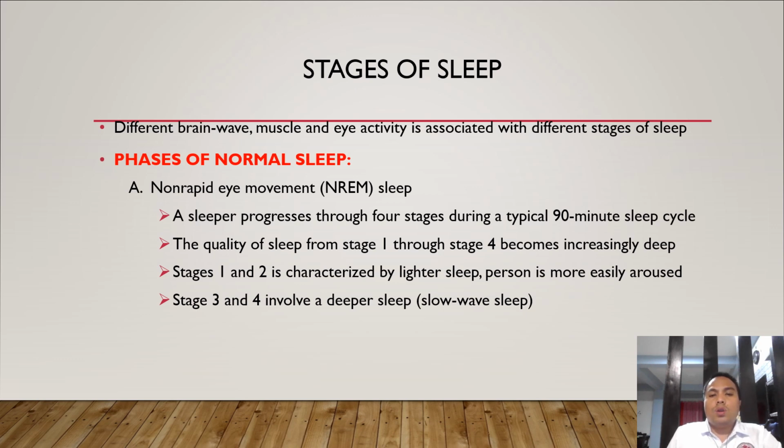Also in non-rapid eye movement, sleep progresses through the 4 stages, typically in 90-minute sleep cycles, as I said earlier. The quality of sleep from stage 1 through stage 4 becomes increasingly deep. In stage 1 and stage 2, that is lighter sleep, and the person is easily aroused. Stage 3 and 4 are the deeper sleep. That is slow wave sleep.